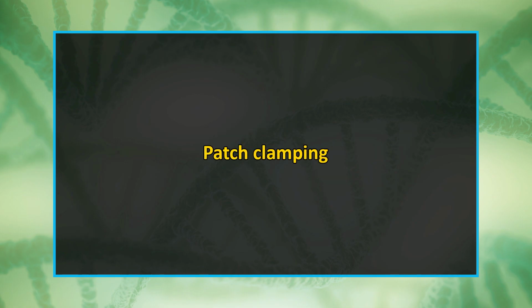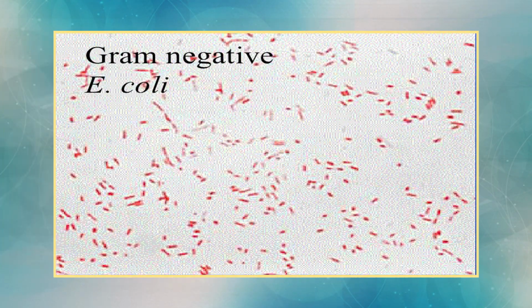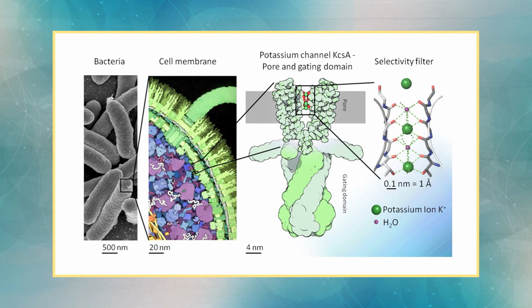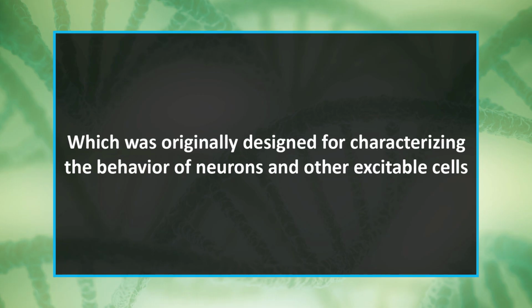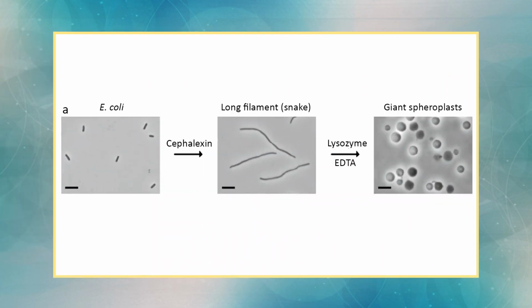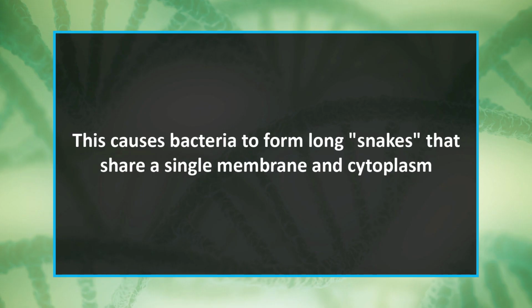Number 2, patch clamping. Specially prepared giant spheroplasts of gram-negative bacteria can be used to study the function of bacterial ion channels through a technique called patch clamp, which was originally devised for characterizing the behavior of neurons and other excitable cells. To prepare giant spheroplasts, bacteria are grown in a medium containing chemicals that prevent the cells from dividing completely. This causes bacteria to form long snakes that share a single membrane and cytoplasm.